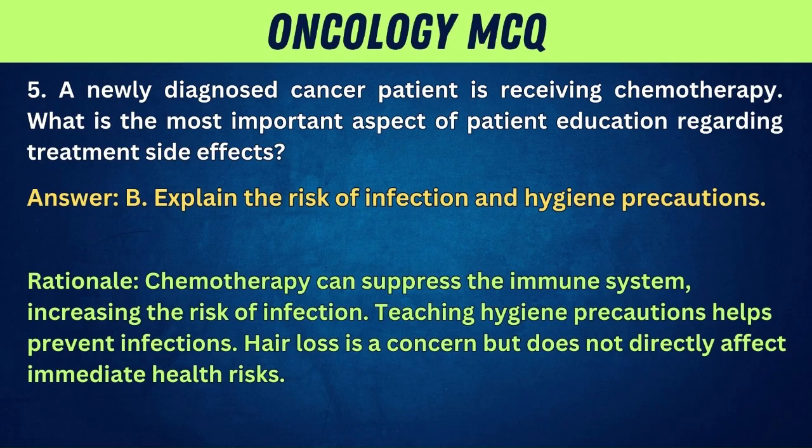Rationale: chemotherapy can suppress the immune system, increasing the risk of infection. Teaching hygiene precautions helps prevent infections. Hair loss is a concern, but does not directly affect immediate health risks.